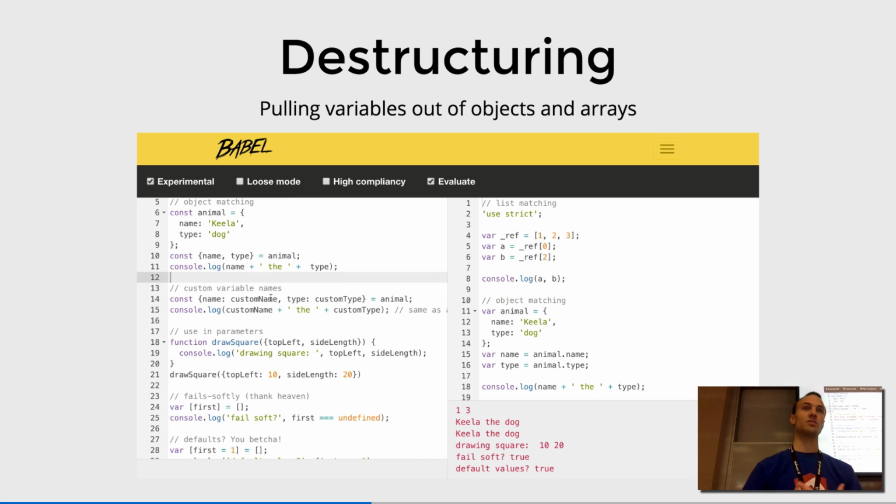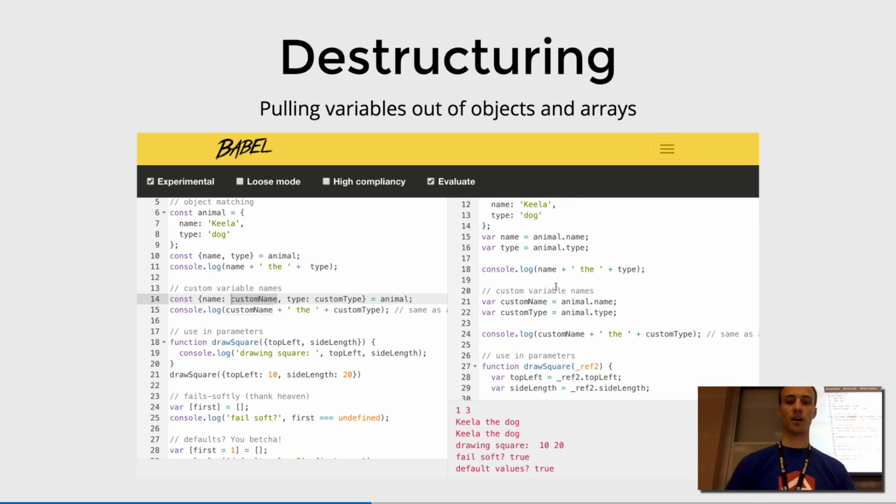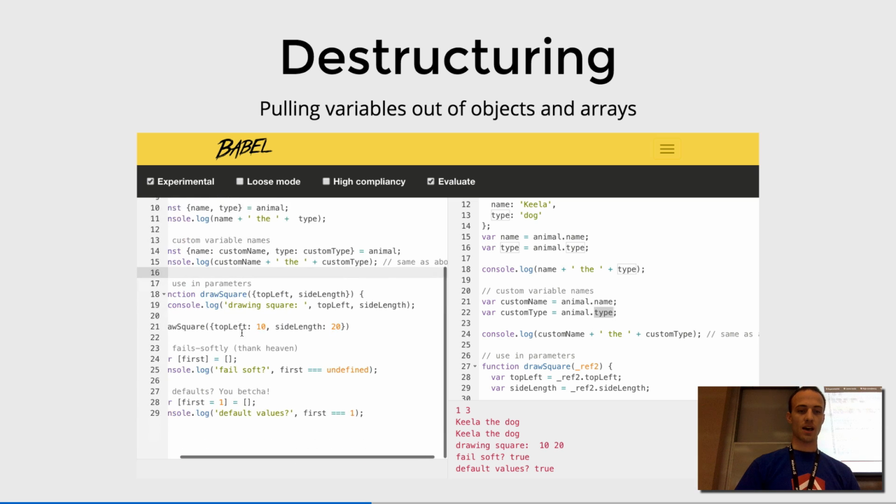And then if you want to have your own custom variable name, so we have to pull out the name property out of animal, and by default we just call it the same name in our closure as it's called in the object. But if we don't want it to be called that for some reason, then we can assign it to our custom variable name. You can look at the output and it should be pretty obvious what's going on here. We just assign custom name to animal.name and custom type to animal.type, but we can do that all in a single line.